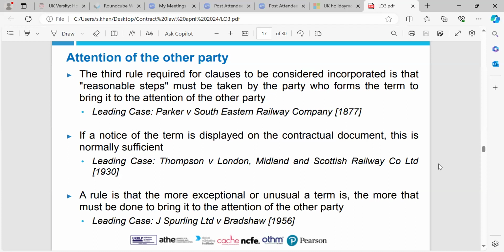The next rule is: the more exceptional or unusual a term is, the more must be done to bring it to the attention of the other party. And in order for the terms to be incorporated by reference, as we mentioned, in the case of the next case, which is Sperling and Bradshaw, 1956. In this case, Bradshaw sent 8 barrels of orange juice to be stored at Sperling's warehouse.